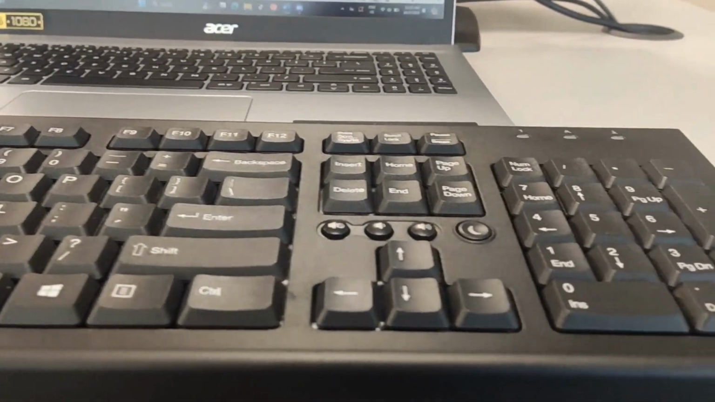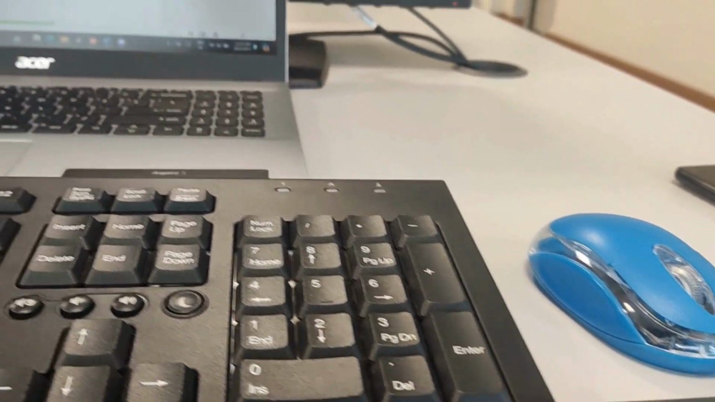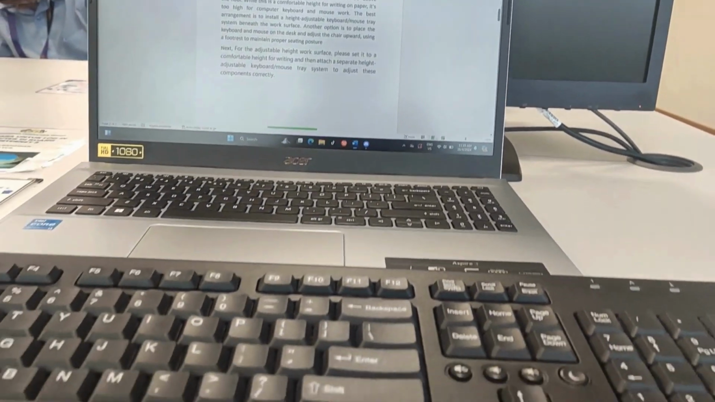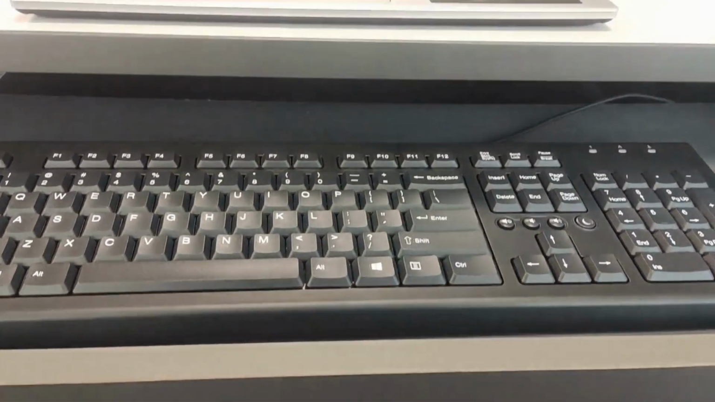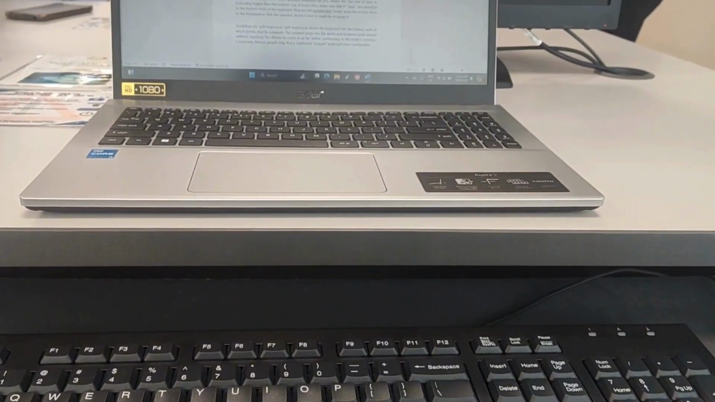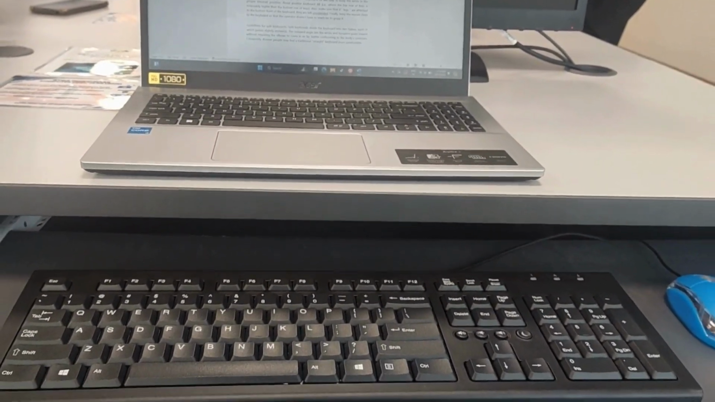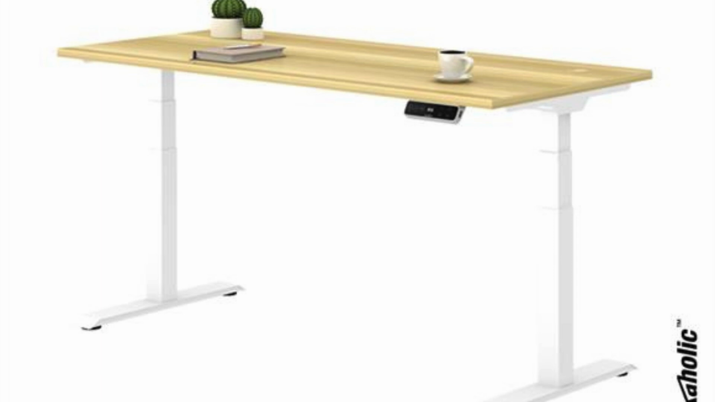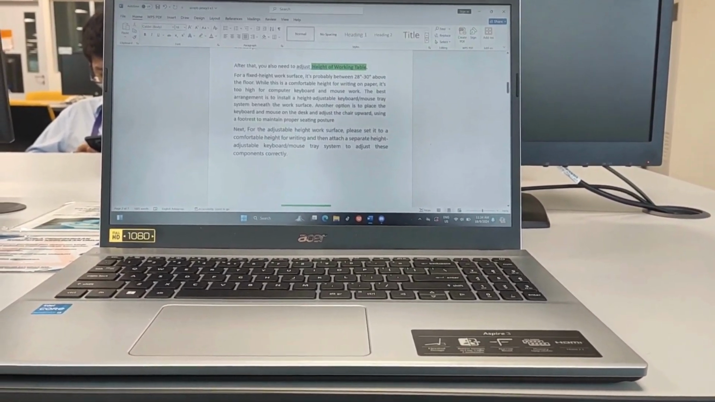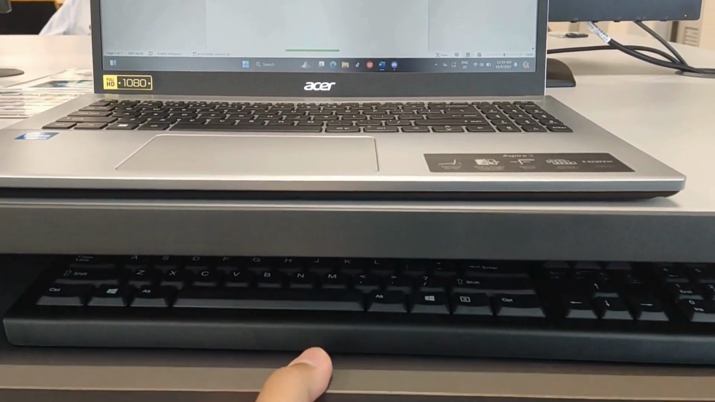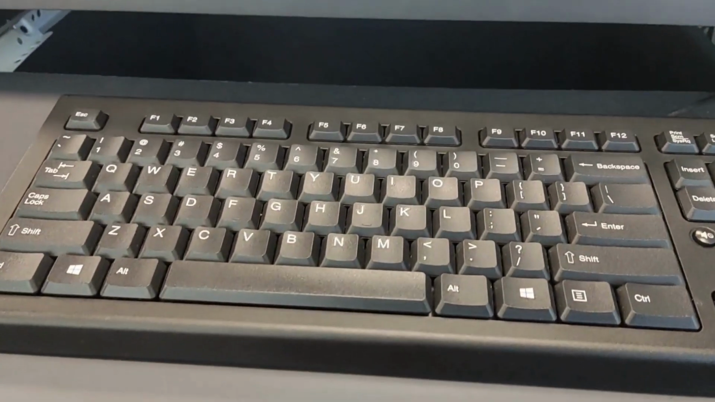Next, for the adjustable height work surface, please set it to a comfortable height for writing and then attach a separate height adjustable keyboard or mouse tray system to adjust this component correctly.